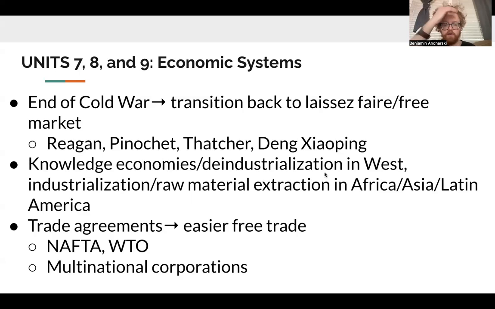A thing that helps out with free trade is going to be the creation of free trade agreements. And that is going to basically reduce regulations on trade between member countries. NAFTA is a good example in North America, the North American Free Trade Agreement, and the WTO, the World Trade Organization.